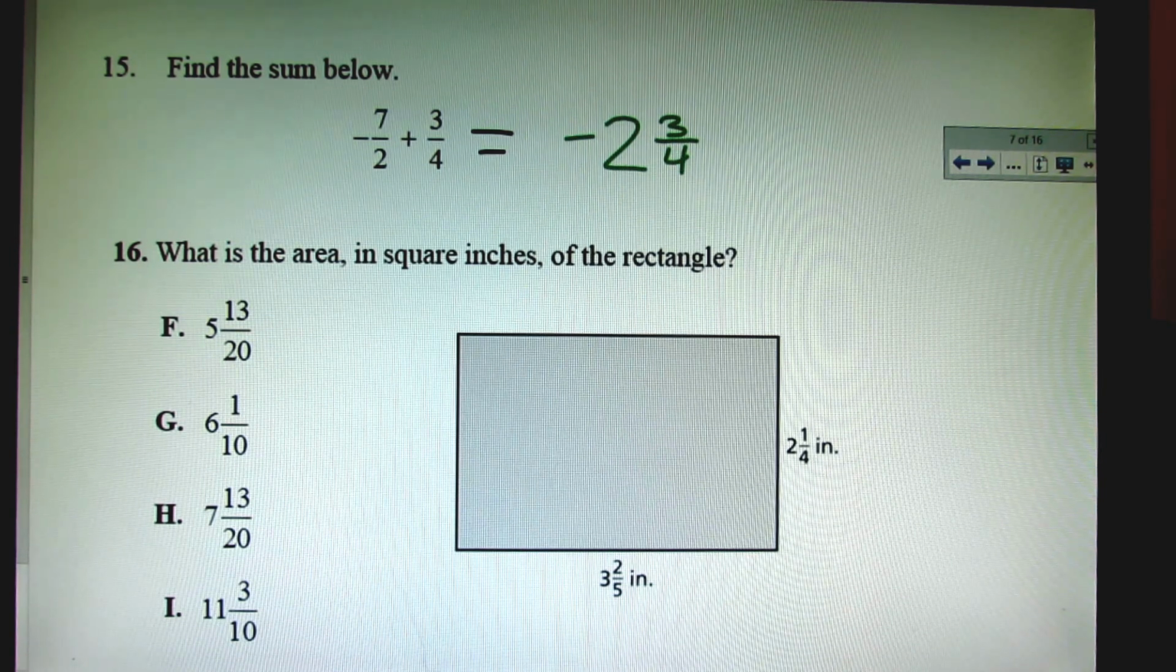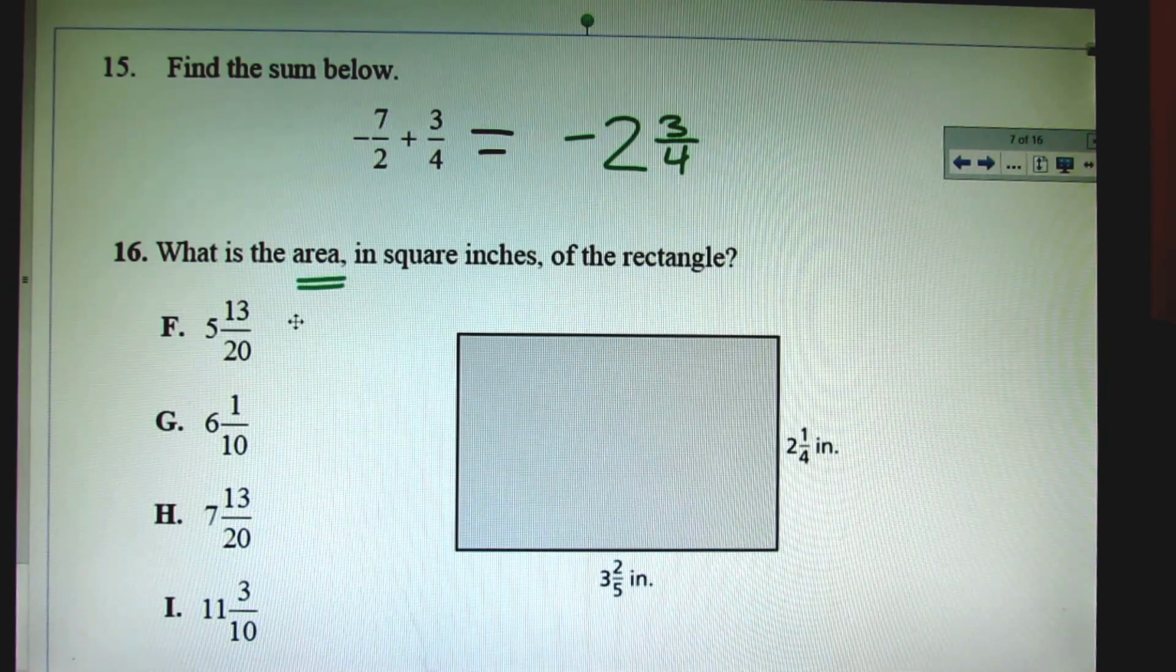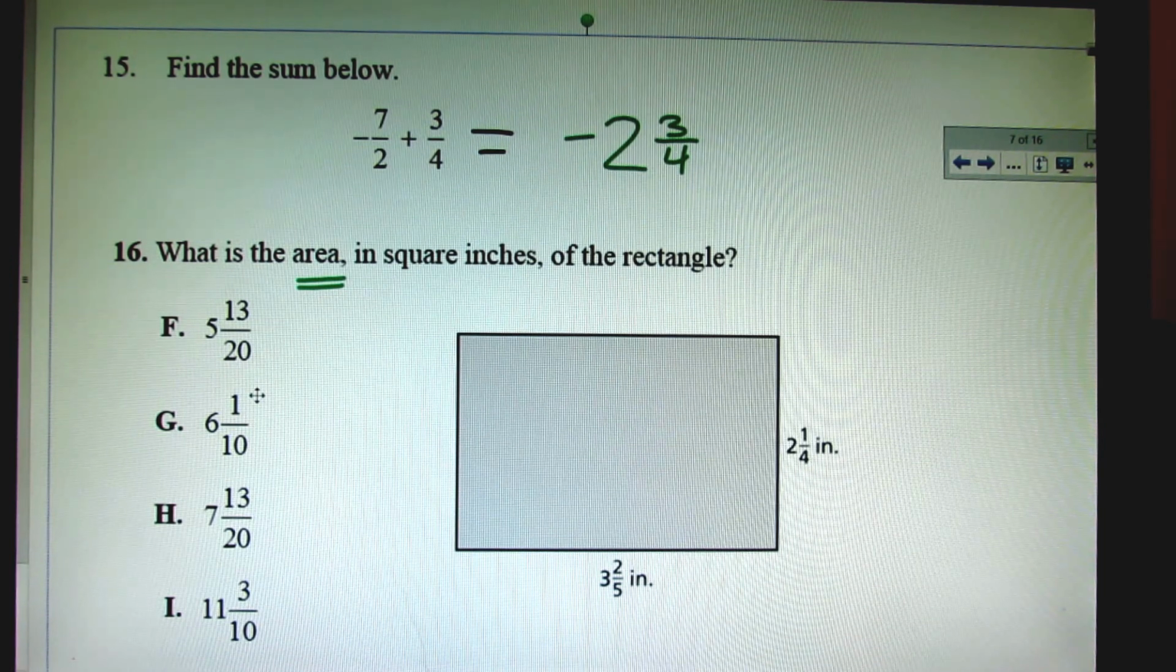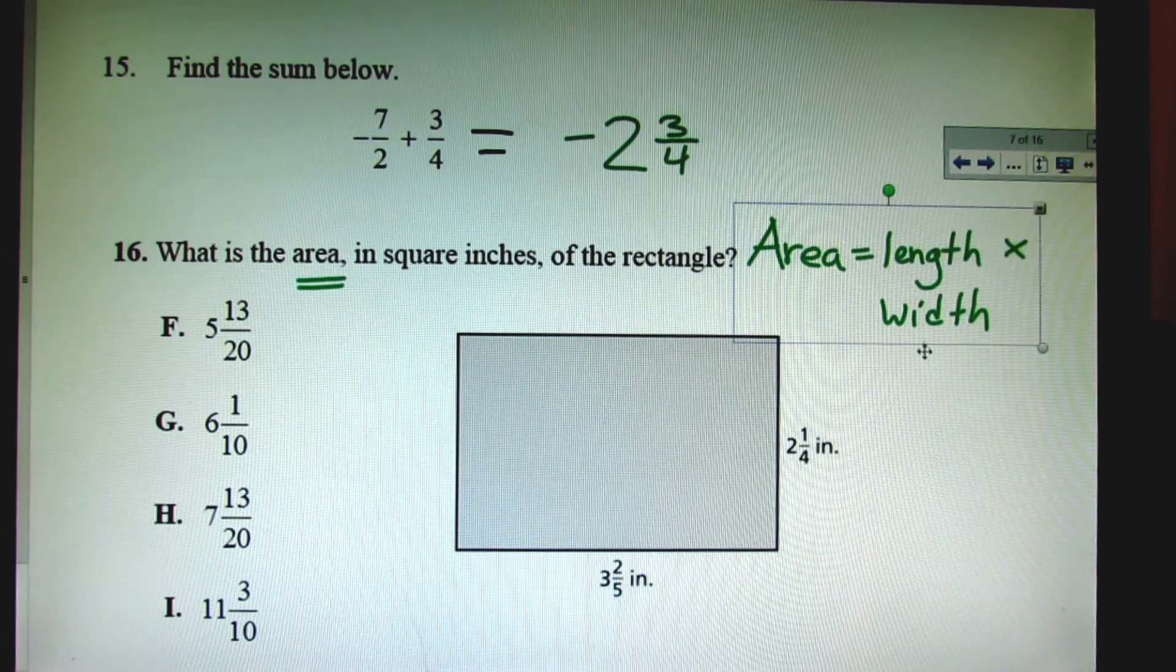Alright, next one says, what is the area in square inches of a rectangle? Alright, area is a clue word here. Area is a formula that you learned last year. So let's see if we can remember it. Here's my shape. It only has 2 dimensions. Again, it's a 2-dimensional shape. It's flat. It has a length and a width. And just knowing what those 2 dimensions are called will help you remember the formula. Area in square inches. Area is length times width.